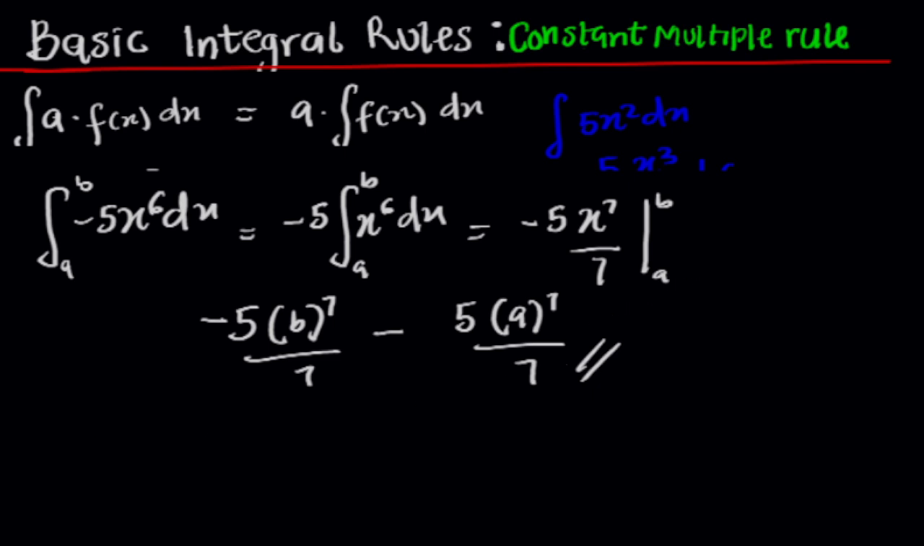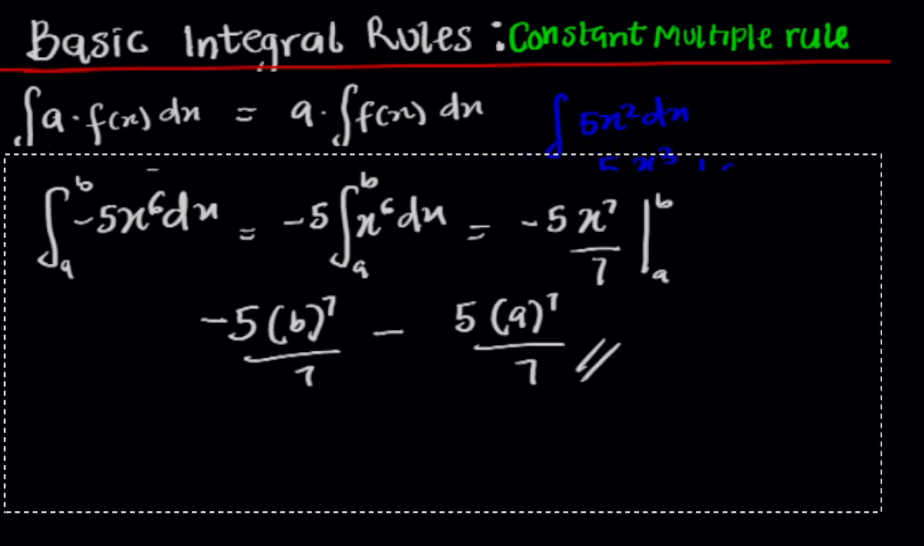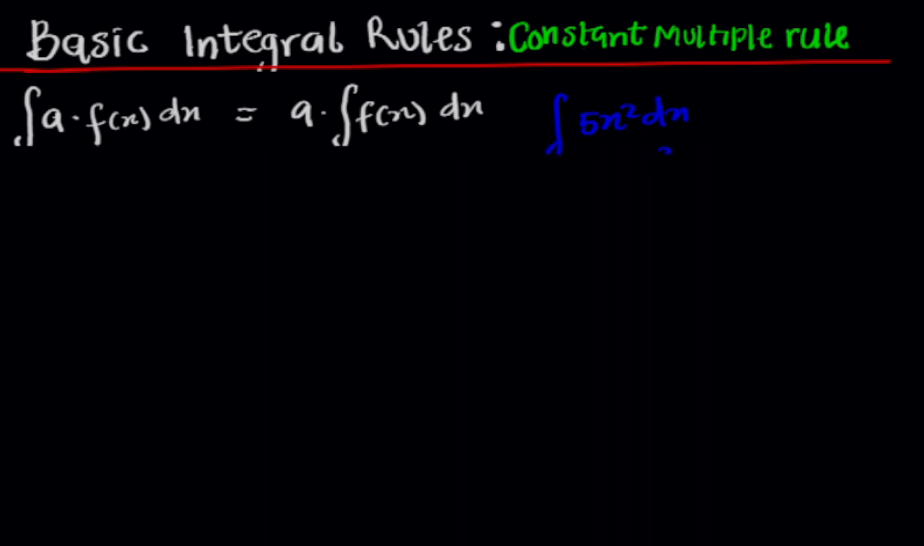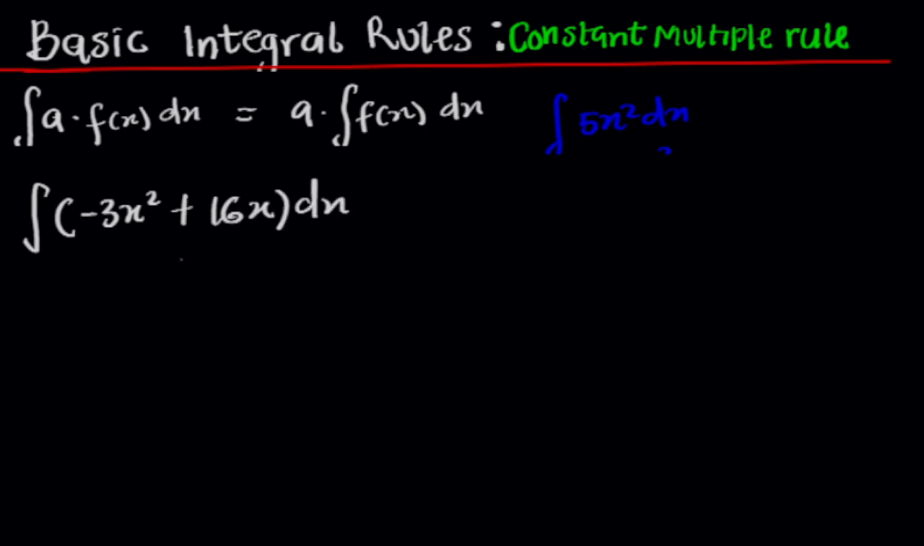So now let's go ahead and solve another question. This question I'm about to write, make sure you try it out. It's very, very simple. Make sure you try it and drop your answer in the comment box below. You're given the integral of minus 3x squared plus 6x dx. Pause it and try it out.